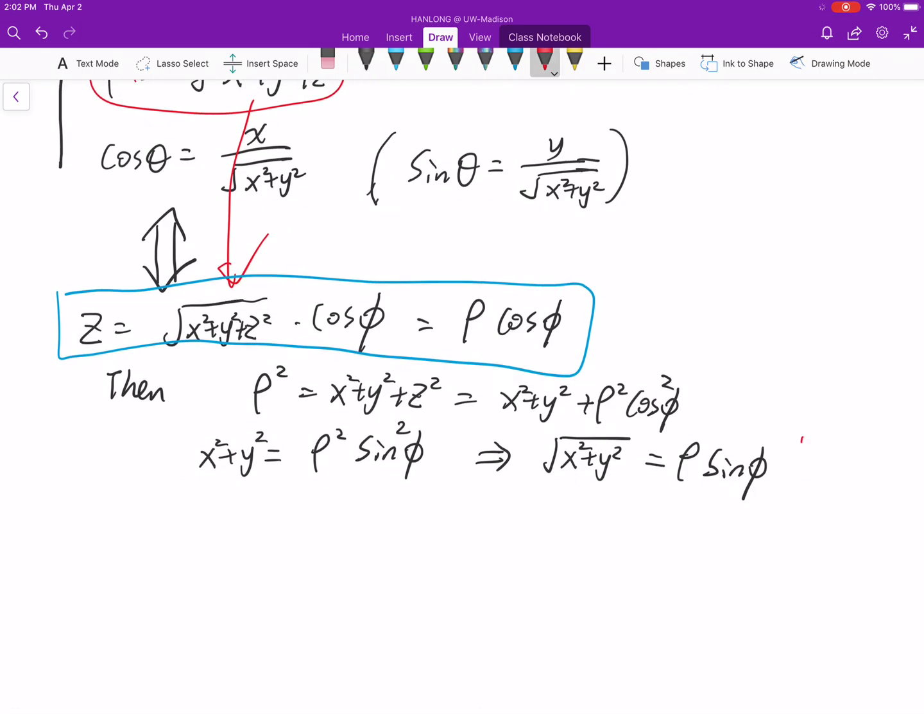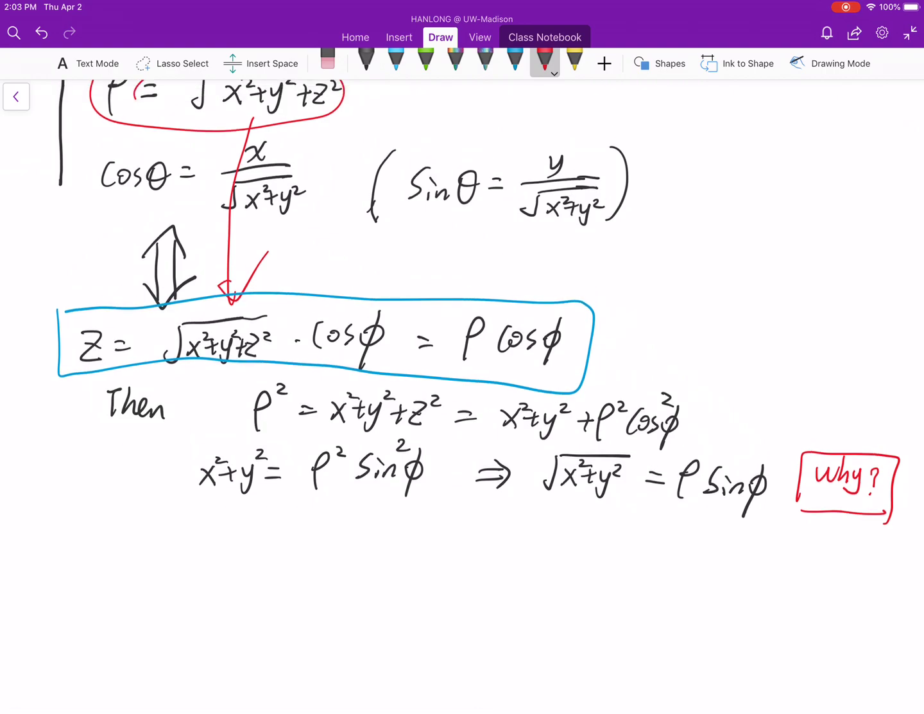Yeah, I should mark here. It's a little bit tricky because literally you should have positive and negative, but here we only have this one, actually because we restrict our phi to be between 0 and pi.